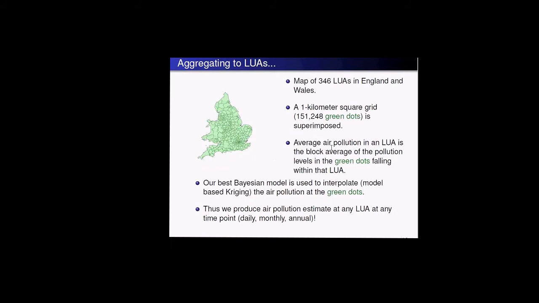We have a map of 346 LUAs in England and Wales, and it is covered by 151,000 grid dots, which are a 1 kilometer square grid. So we average air pollution in an LUA as the block average of the pollution levels in the green dots falling within each LUA. Our best Bayesian model is used to interpolate and model the air pollution at each of these green dots. That takes a lot of computing time, but we produce air pollution estimates at any LUA or at any higher level geography that we like.